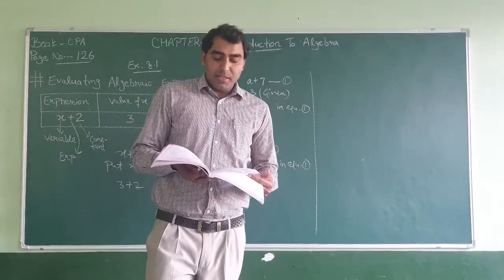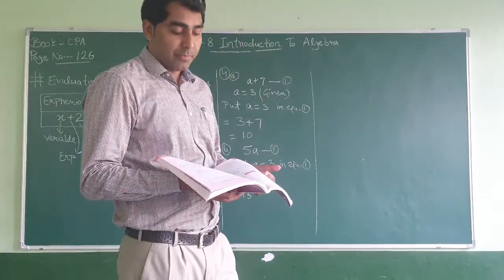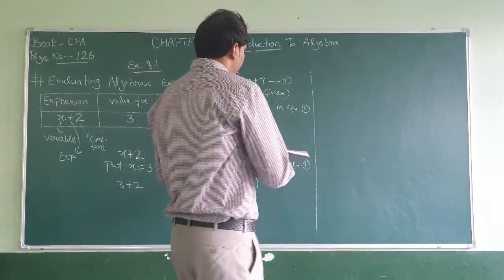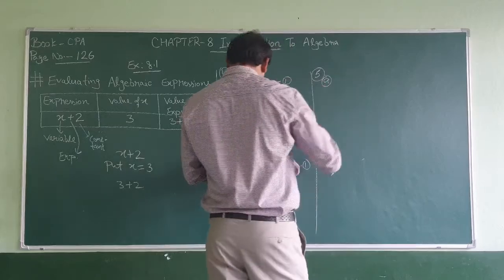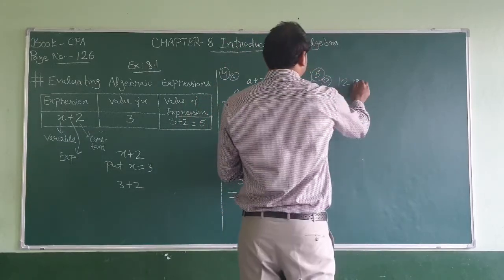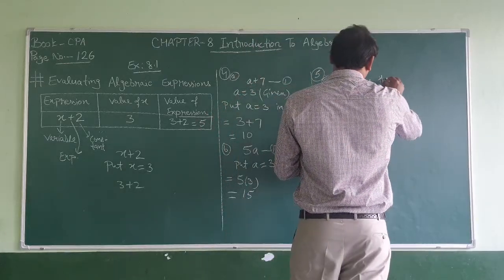So now come on to question number 5. Write an algebraic expression for each of the following statements. We have the statements, then we will convert them into algebraic expressions. So question number 5, part A, we have the statement: 12 plus the quotient of 7x by 10.